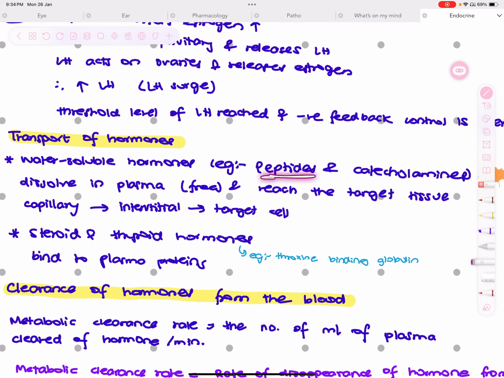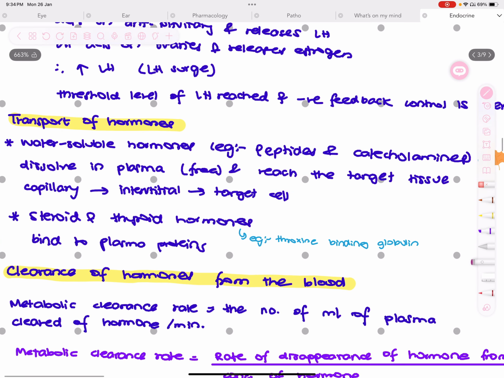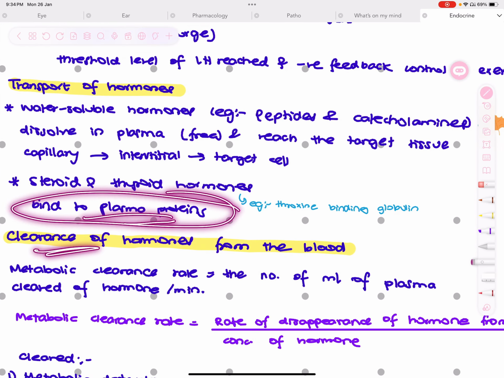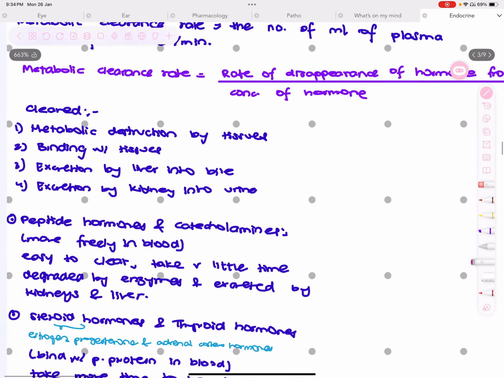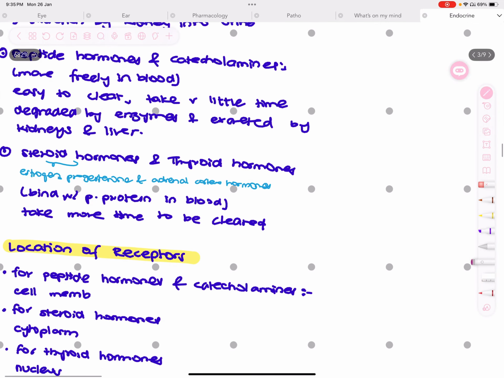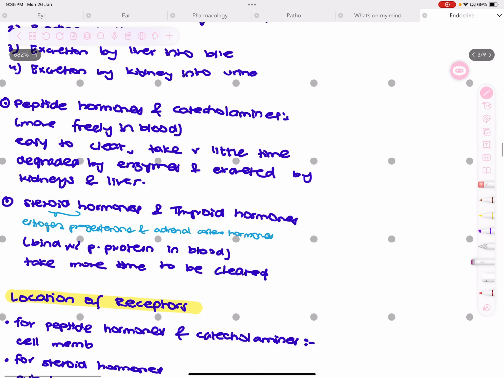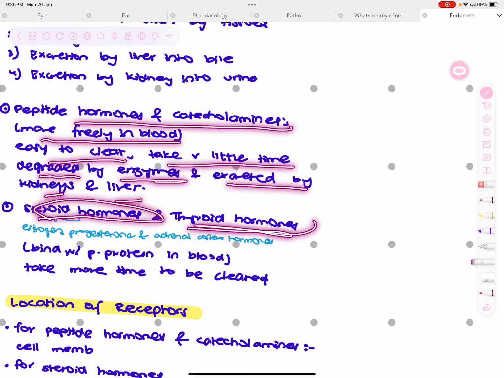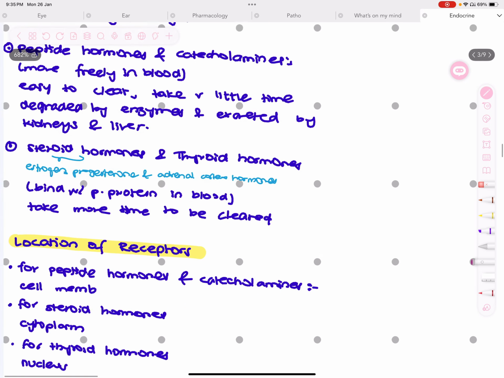Now, peptides dissolve in plasma and they're free to roam around. And when they reach the target tissue capillary, they move into the interstitial fluid and then the target cell eventually. Another thing about those which are transported bound to plasma proteins, their clearance is sort of difficult because it's difficult to destroy the plasma protein and then clear it. So their clearance is difficult. Peptide hormones and catecholamines move freely in blood, easy to clear because they take very little time. They're degraded by enzymes and excreted by kidneys and liver. Steroid hormones and thyroid hormones, on the other hand, bind with plasma proteins in the blood. This is why it takes a lot more time for them to be cleared.